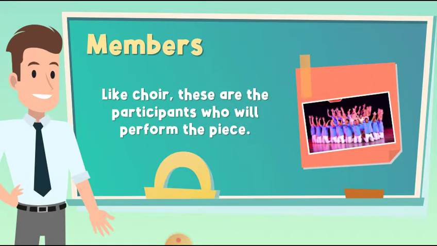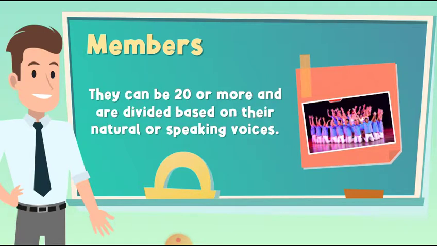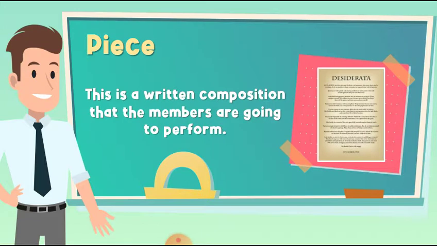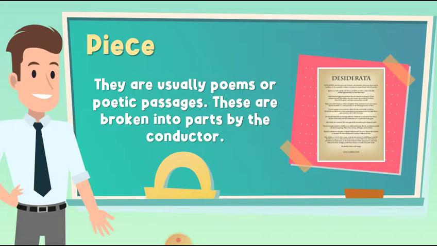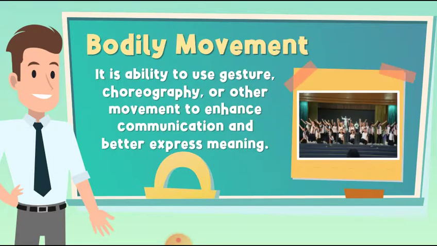Members. Like a choir, these are the participants who will perform the piece. They can be 20 or more and are divided based on their natural speaking voices. Piece. This is a written composition that our members are going to perform. They are usually poems or poetic passages. These are broken into parts by the conductor. Bodily movement. It is the ability to use gesture, choreography, or other movement to enhance communication and better express meaning.